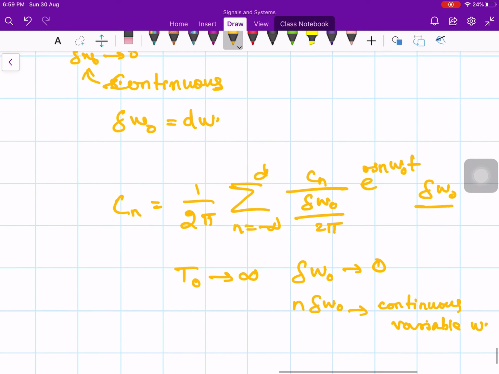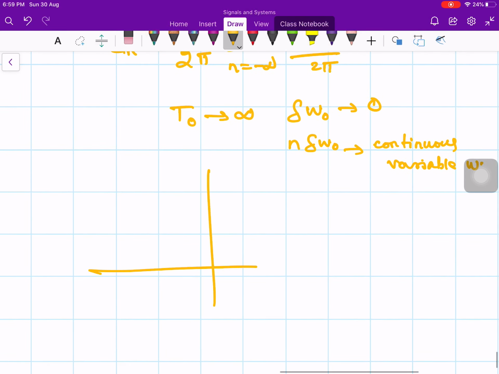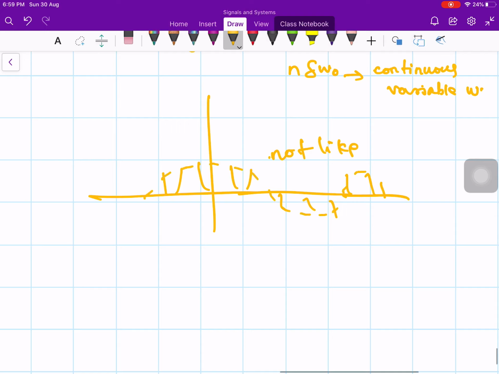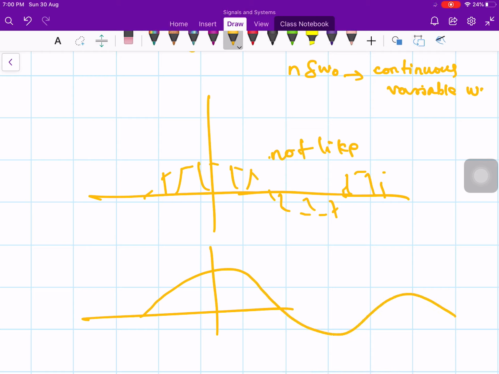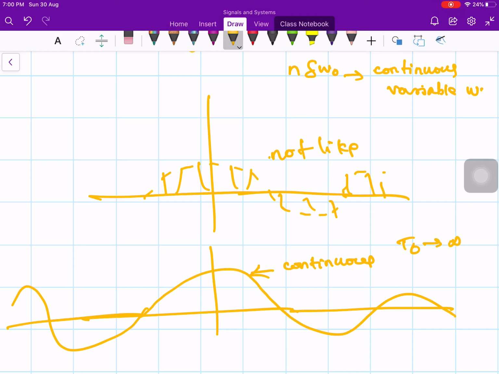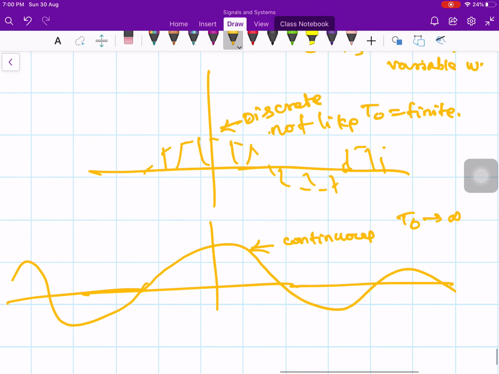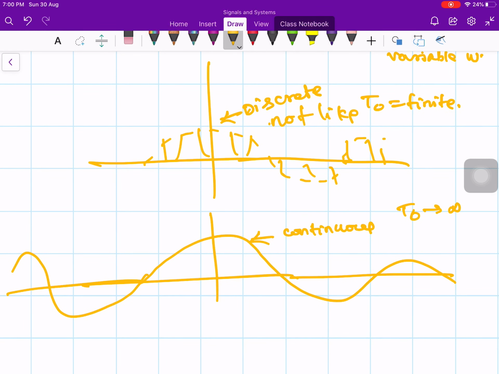So the spectrum now would be a continuous spectrum, not a discrete one. When T naught goes to infinity, it is a continuous spectrum, but for a finite value of T naught it is discrete. At every point you have some value. You take any single point, it has some value. That is the meaning of this amplitude. So this is the continuous spectrum.